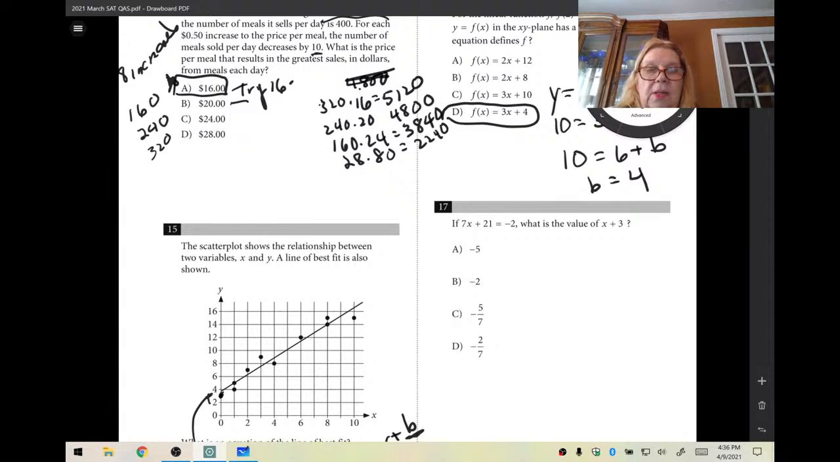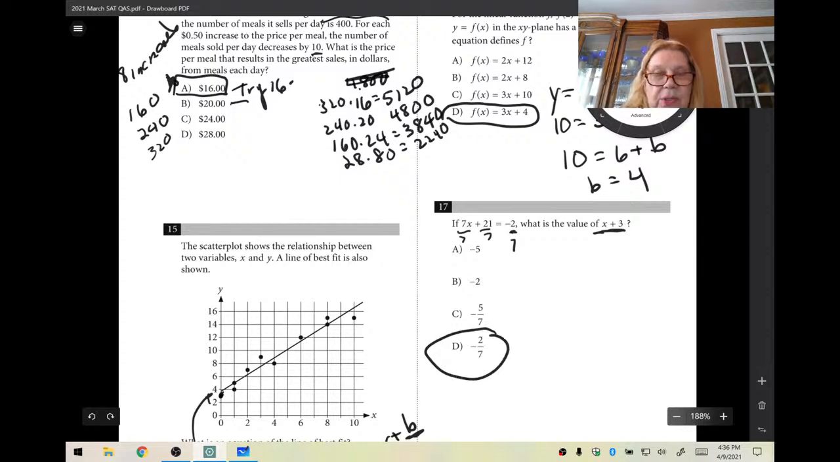17. 7x plus 21 is a minus 2. Always look at the prompt. x plus 3. Looks like I'm dividing everything by 7, right? So right away I can see the answer is negative 2/7.